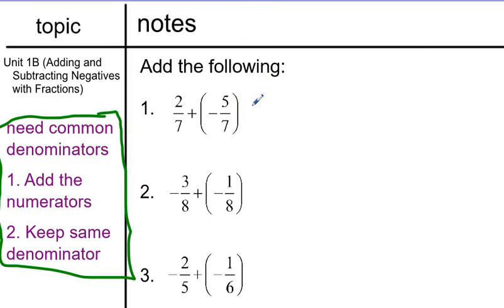For our example number 1, we have 2 sevenths plus negative 5 sevenths. They both have a 7 in the denominator, which means we can add the numerators. So we can do 2 plus negative 5 and keep the denominator the same. 2 plus negative 5 is negative 3, so we have negative 3 over 7. Our final answer here is negative 3 sevenths.